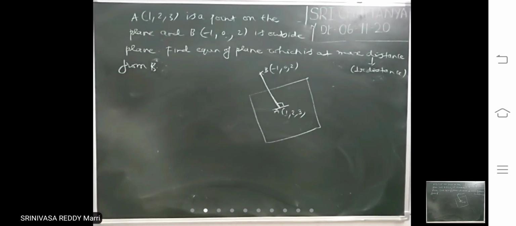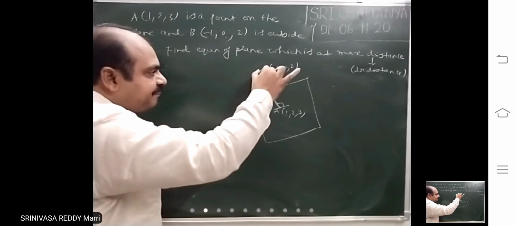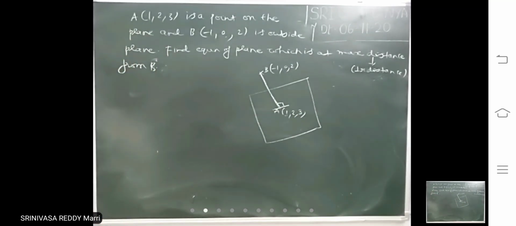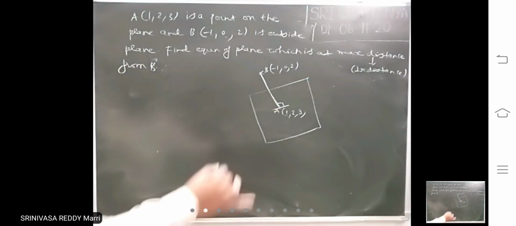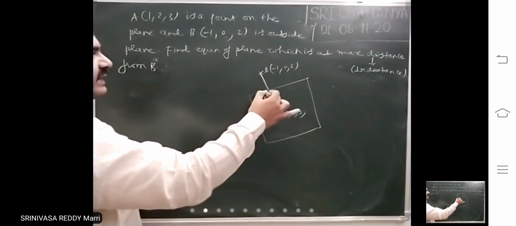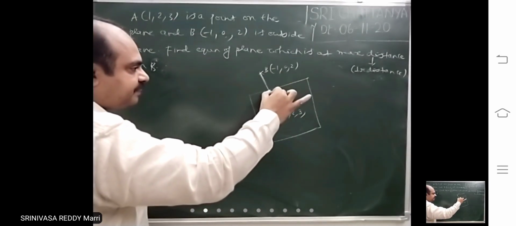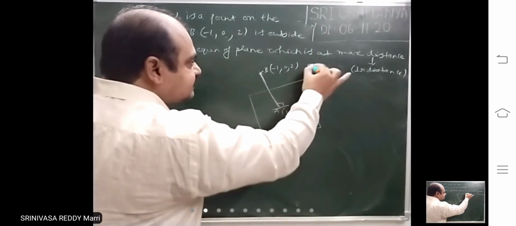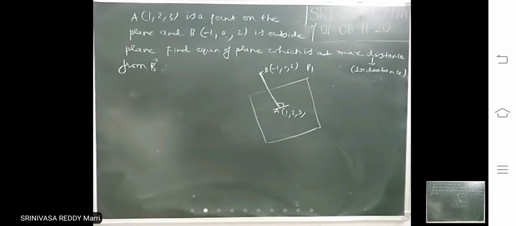Like that also one plane is possible. In that case, the perpendicular distance is nothing but BA only. I have drawn a plane like this. A number of planes are possible. What he is telling is that this perpendicular distance to the plane must be maximum. I have drawn a plane, plane 1, let us say. Like that one plane will exist.